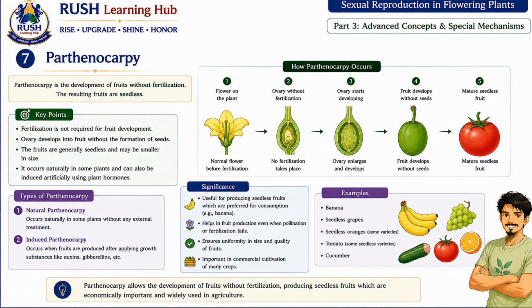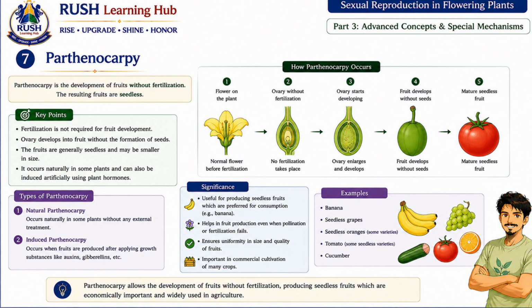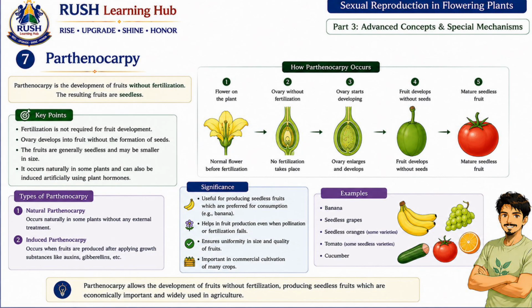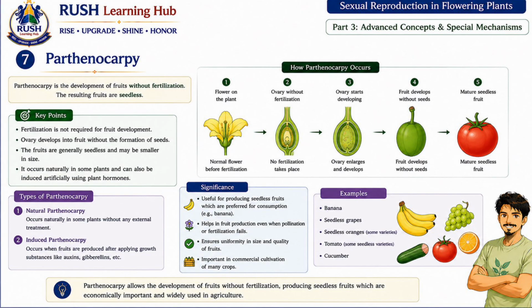Parthenocarpy. The term parthenocarpy refers to the development of fruits without fertilization. Normally, fruit formation occurs after fertilization of the ovule. However, in parthenocarpy, the ovary develops into a fruit even though fertilization does not take place. As a result, the fruits produced are usually seedless.